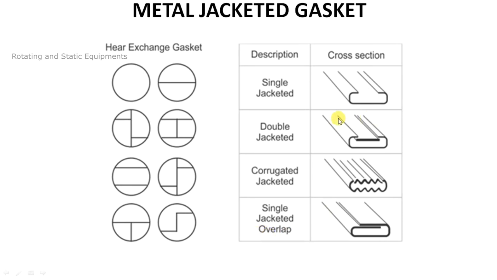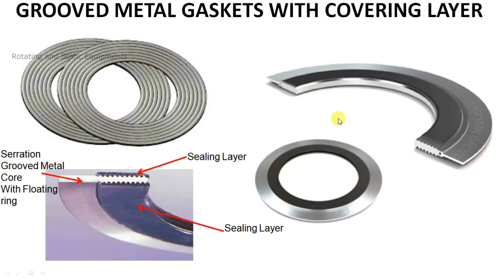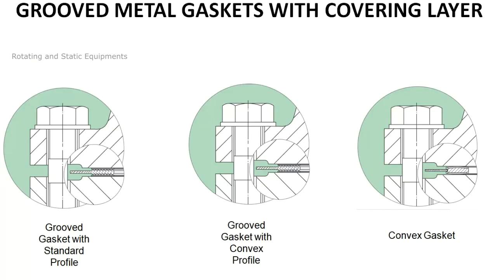Next we will go for grooved metal gaskets with the covering layer. So grooved gaskets are excellently suited for sealing of media under extreme operating conditions such as high operating pressures and temperatures. Grooved gaskets are ideal replacements for problem applications associated with other similar gaskets such as metal jacketed, solid metal, solid graphite or PTFE gaskets. So grooved gaskets are classified into three types.